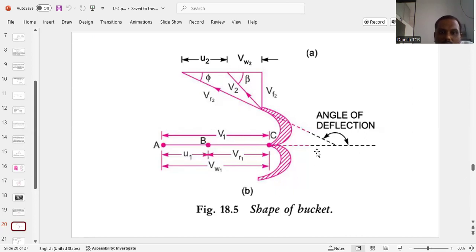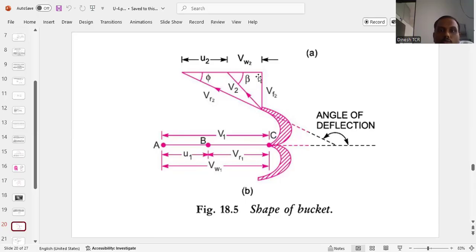So you can see this inlet triangle. This is the absolute velocity. This is the blade velocity. The absolute velocity is equal to the whirl velocity. So the difference between the absolute velocity and the tangential velocity or blade velocity will give the relative velocity. So this is the inlet velocity triangle for the Pelton wheel turbine.